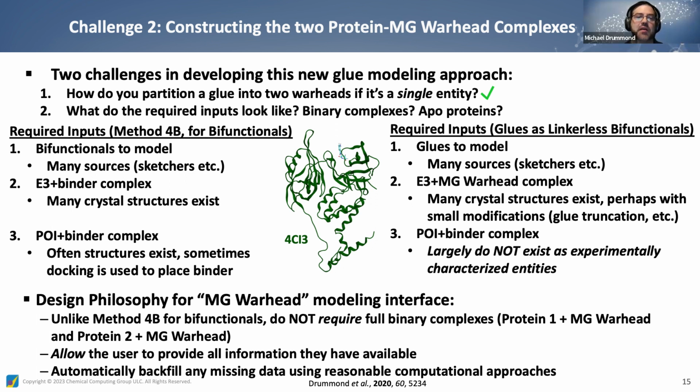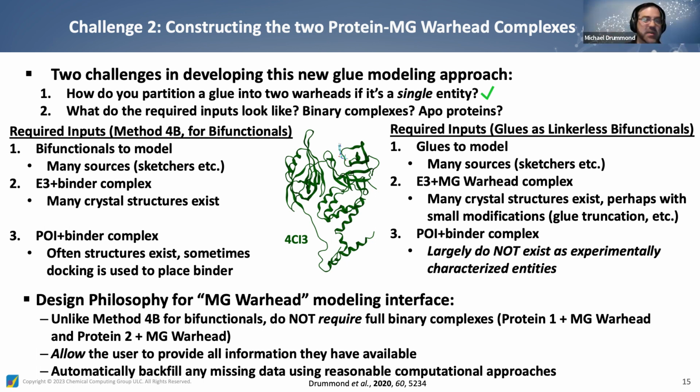The second challenge, however, is what are we going to look for as the inputs? And to really get specific here, I want to contrast with bifunctionals. So when we do our bifunctional modeling, and if you've heard me talk about this, I know you've heard me say the phrase method 4B. That's our most sophisticated tool, our most accurate tool for modeling ternary complexes with bifunctionals. So let's use that as a basis for comparison. With method 4B for bifunctionals, you need to give me 3 ingredients. Of course, you have to give me bifunctionals.